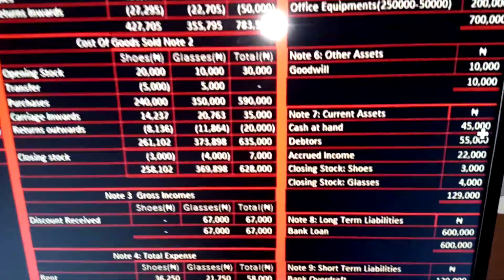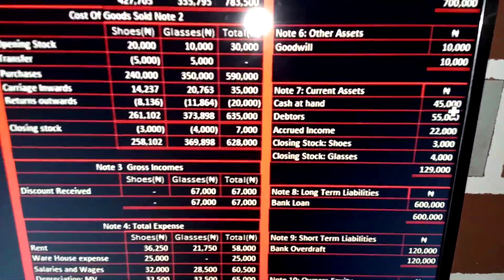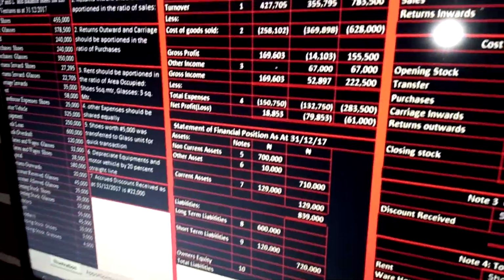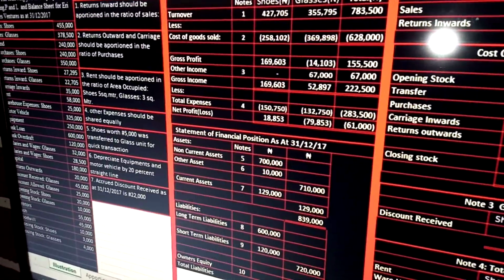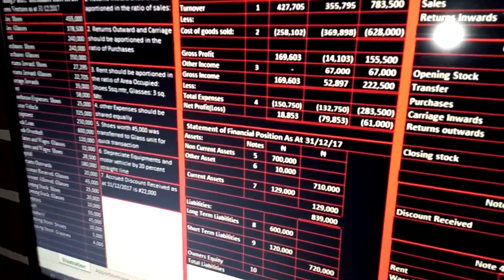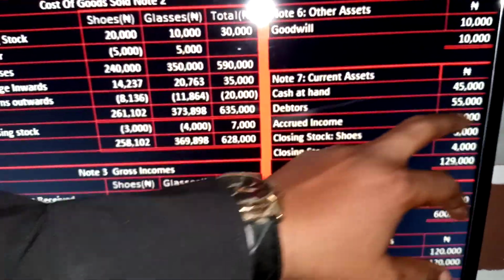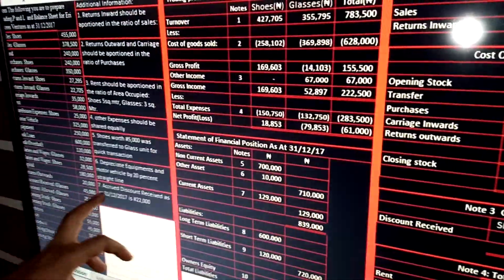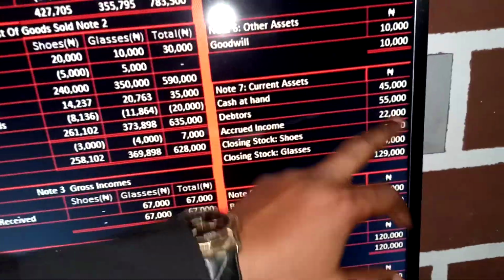You can see debtor there. Then there is an accrued income. Remember, accrued income is an asset. You have earned it, but you have not received it. So the person that is to pay you is what? Is a debtor. So accrued income, 22,000 based on additional information. Accrued discount received here. That will be a current asset.